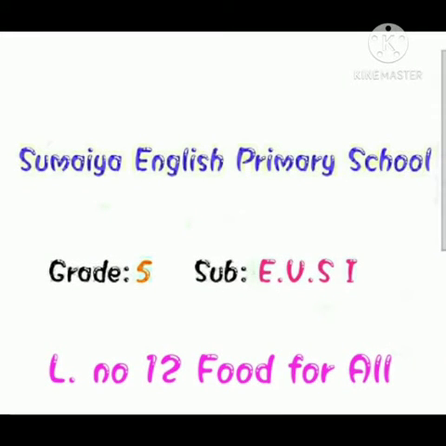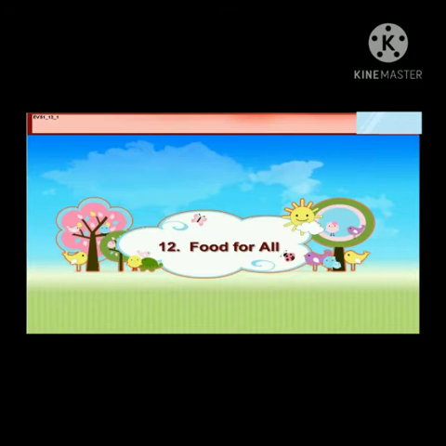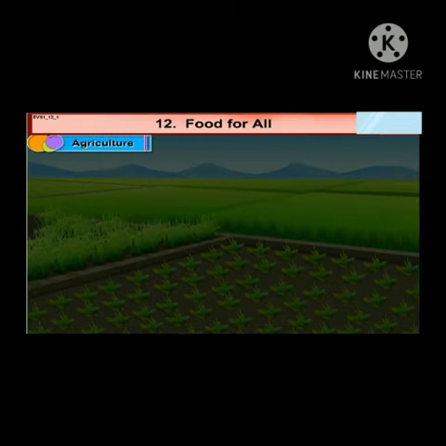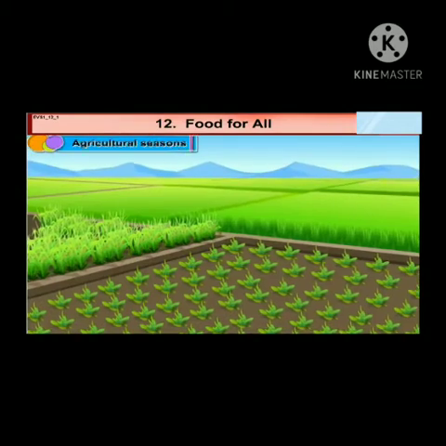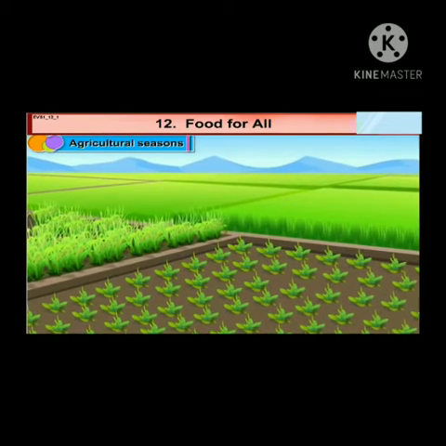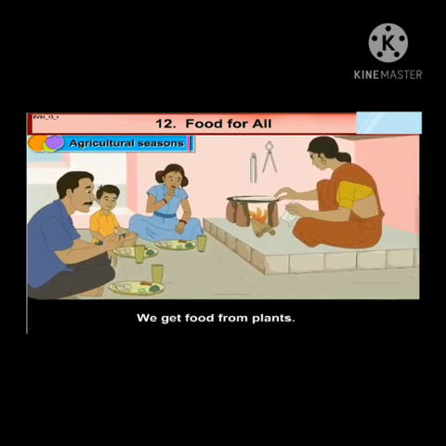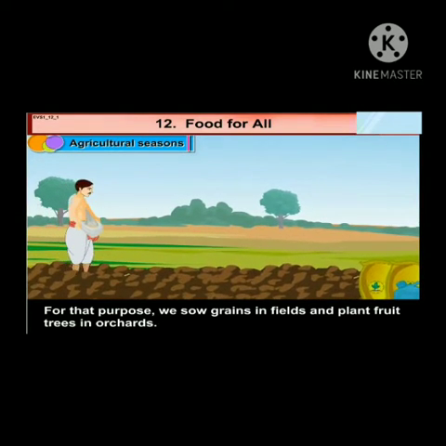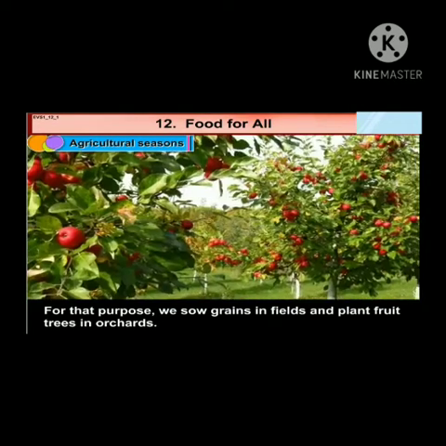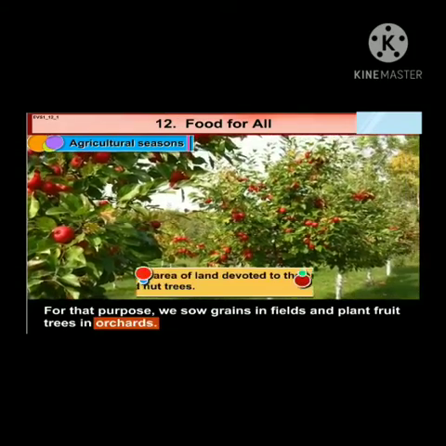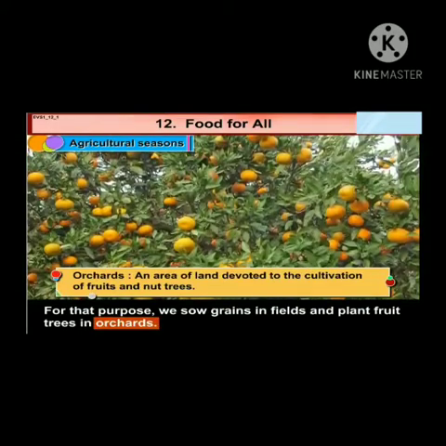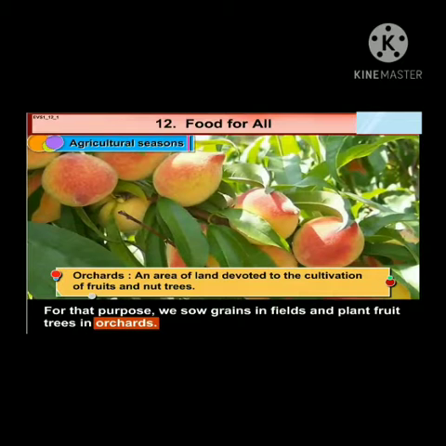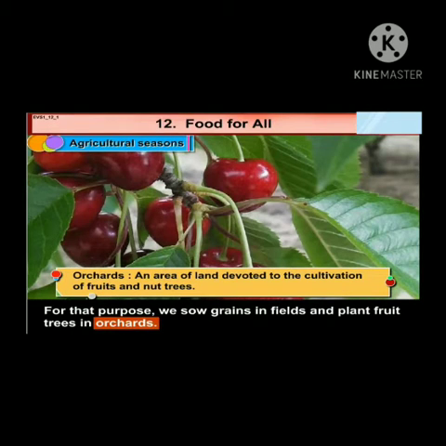Hello kids, here we are starting with our EVS 1 subject, lesson number 12, Food for All, Agriculture. Let's start. We get food from plants. For that purpose, we sow grains in fields and plant fruit trees in orchards. What does it mean? An area of land devoted to the cultivation of fruit and nut trees.